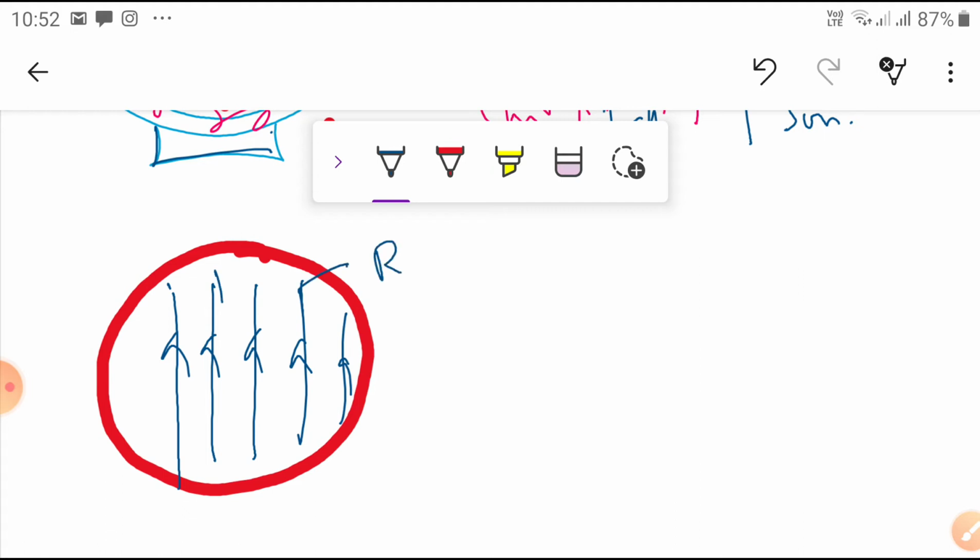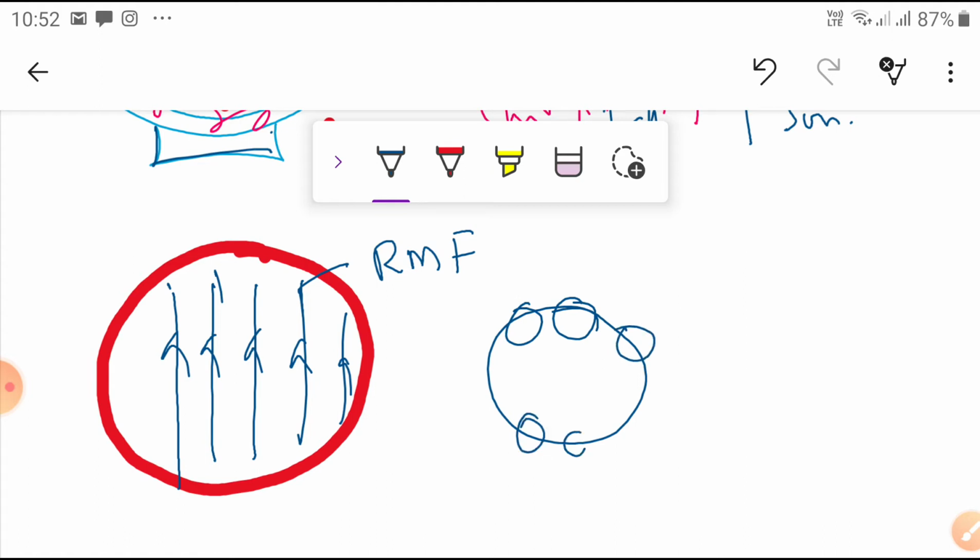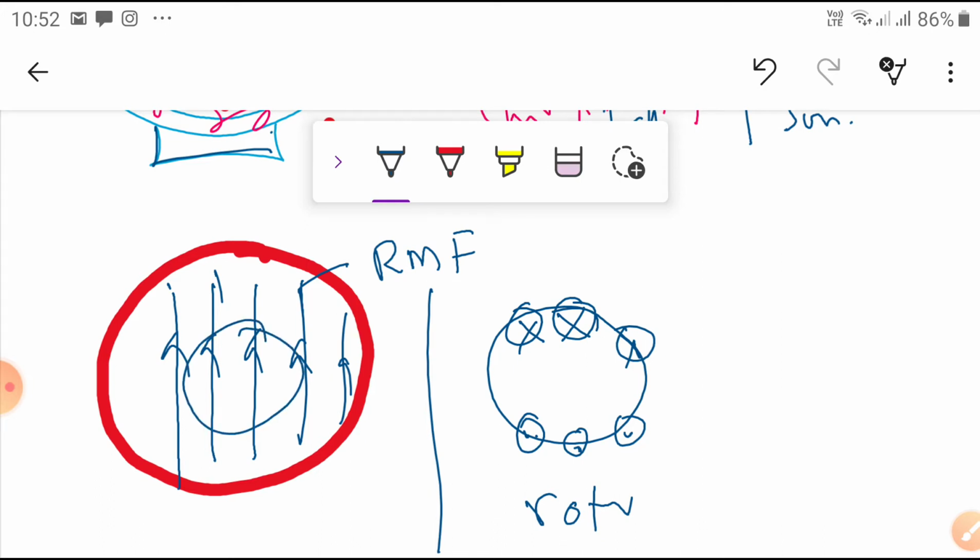Due to the RMF, in the rotor conductors, for example, consider only the rotor. An EMF is induced in the rotor conductors, which form a closed circuit, and the current flows in these directions. So when the RMF sweeps the rotor, it induces an EMF, current flows, and it produces a flux, with the current flowing in this direction.